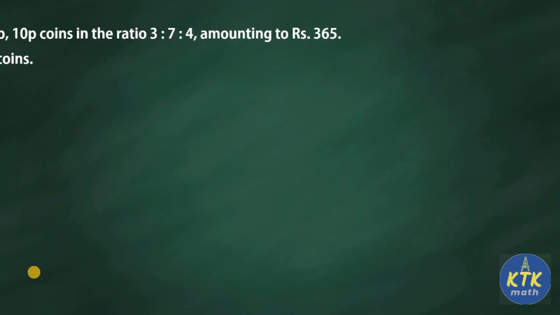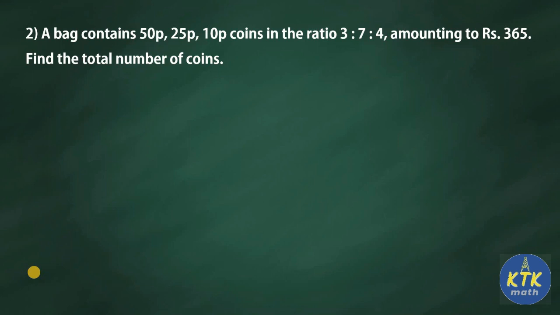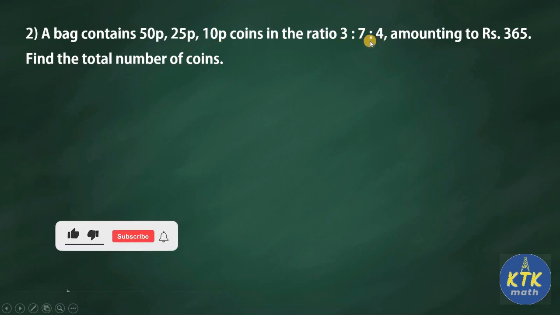Now second question. A bag contains 50 paise, 25 paise, 10 paise coins in the ratio 3:7:4 amounting to rupees 365. Find the total number of coins. Actually this question is based upon linear equation only. Since the question involves a ratio, we are going to solve under the concept of comparing quantities. So I hope you can understand the question.